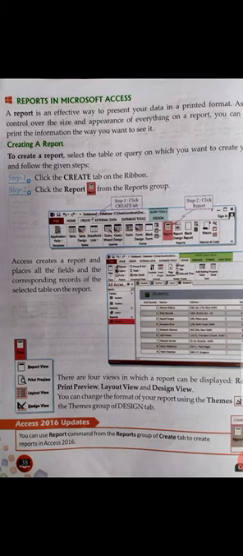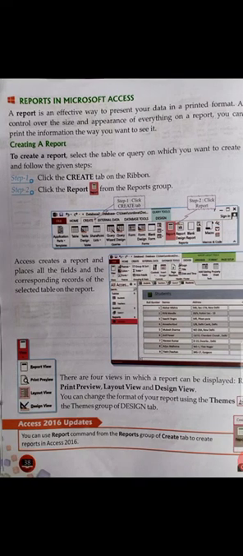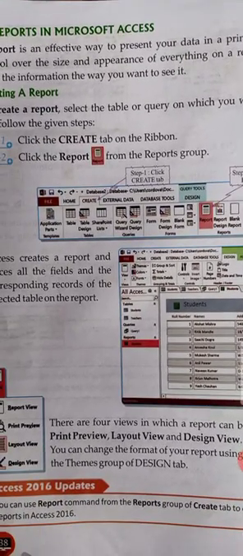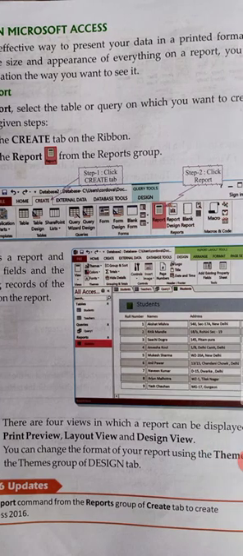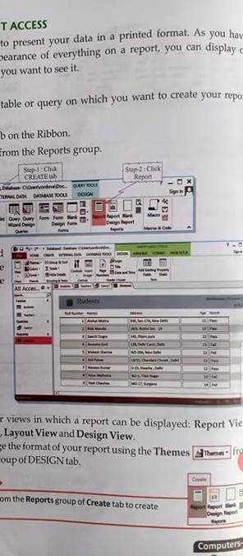Creating a report. To create a report, select the table or query on which we want to create our report and follow the given steps. Click the create tab on the ribbon. We need to click on create. After that, there is an option, report. We need to click on report. After that, Access creates a report and places all the fields and the corresponding records of the selected table on the report, like this.